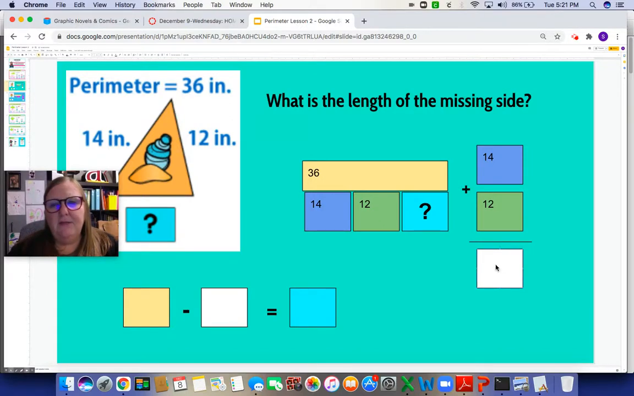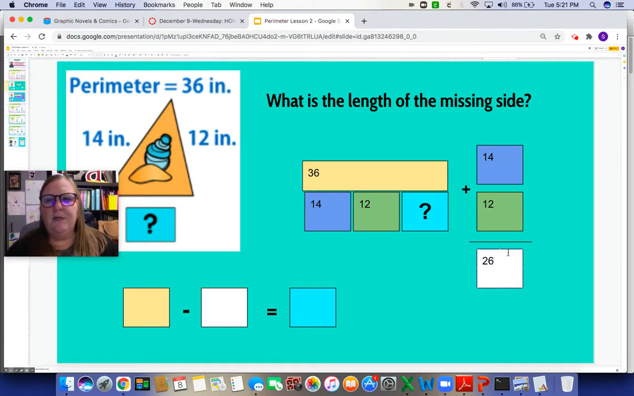If you cannot add them in your head, I always think it's important to keep a piece of scrap paper. I always have that on hand. And so you can add that on your scrap paper if you need to. 4 plus 2 would be 6. And then 1 plus 1 would be 2. So our answer is 26.